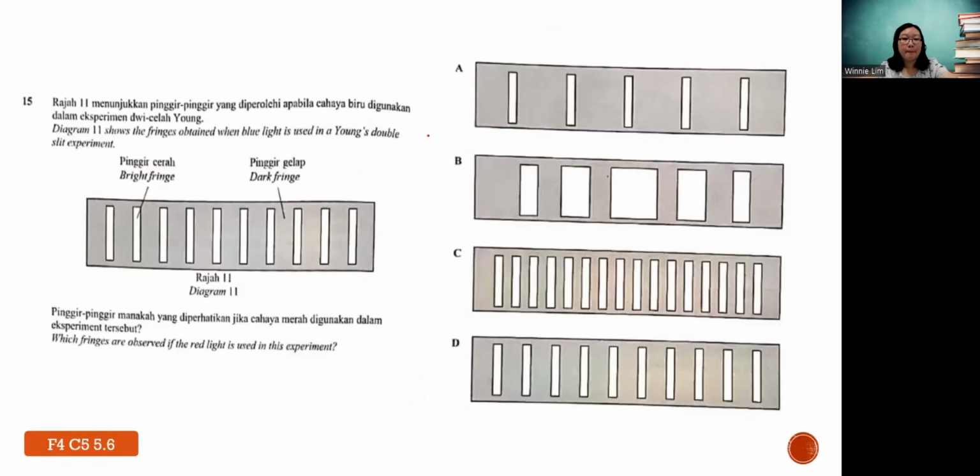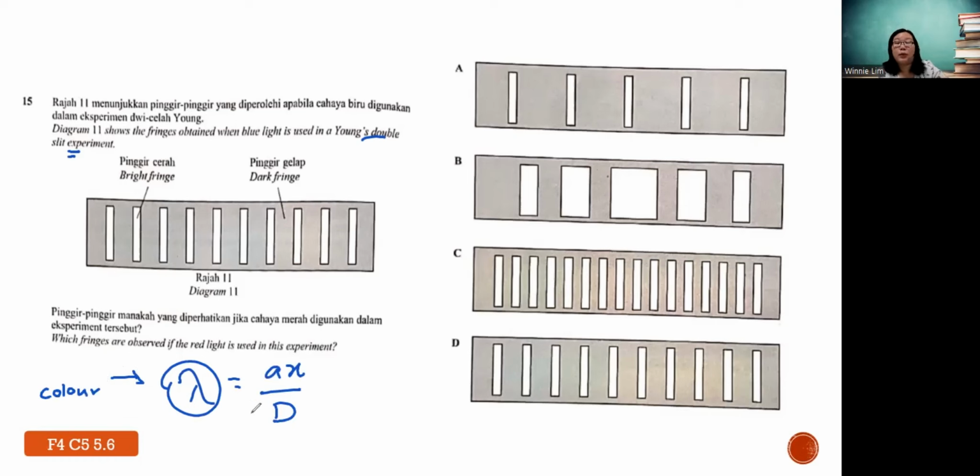15. Diagram 11 shows the fringes obtained when blue light is used in a Young's double slit experiment. Which fringes are observed if red light is used in this experiment? For this one, you need to know that Young's double slit comes under the concept of what? Interference of wave. And you have this formula, lambda equals aS over D. So this lambda refers to the color of light.